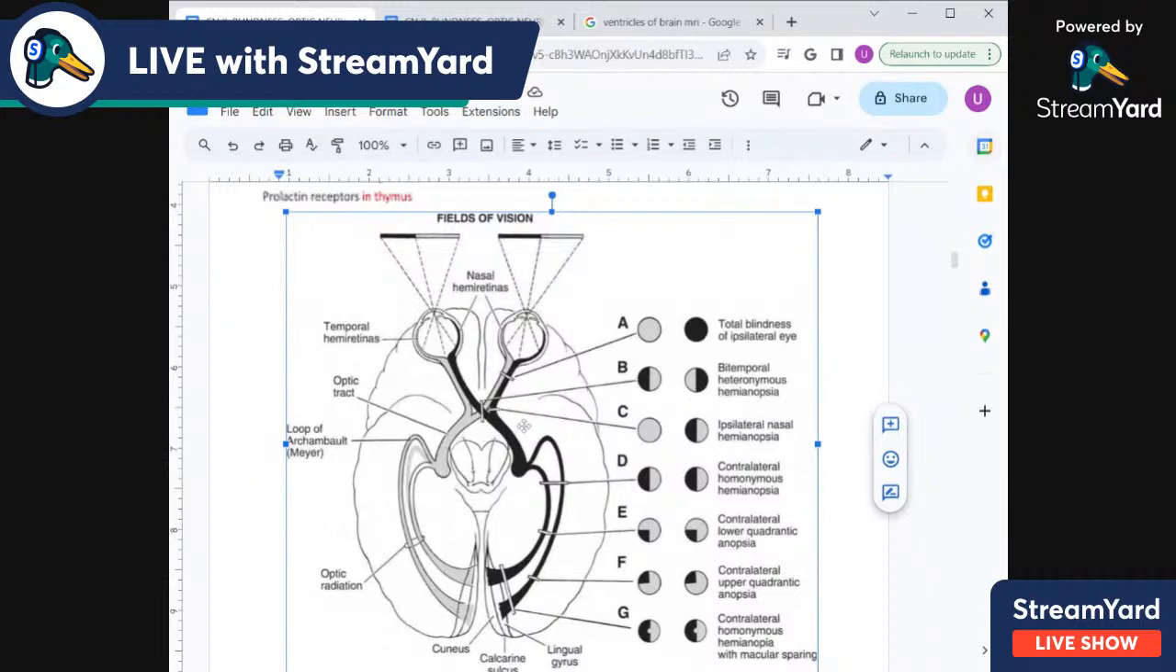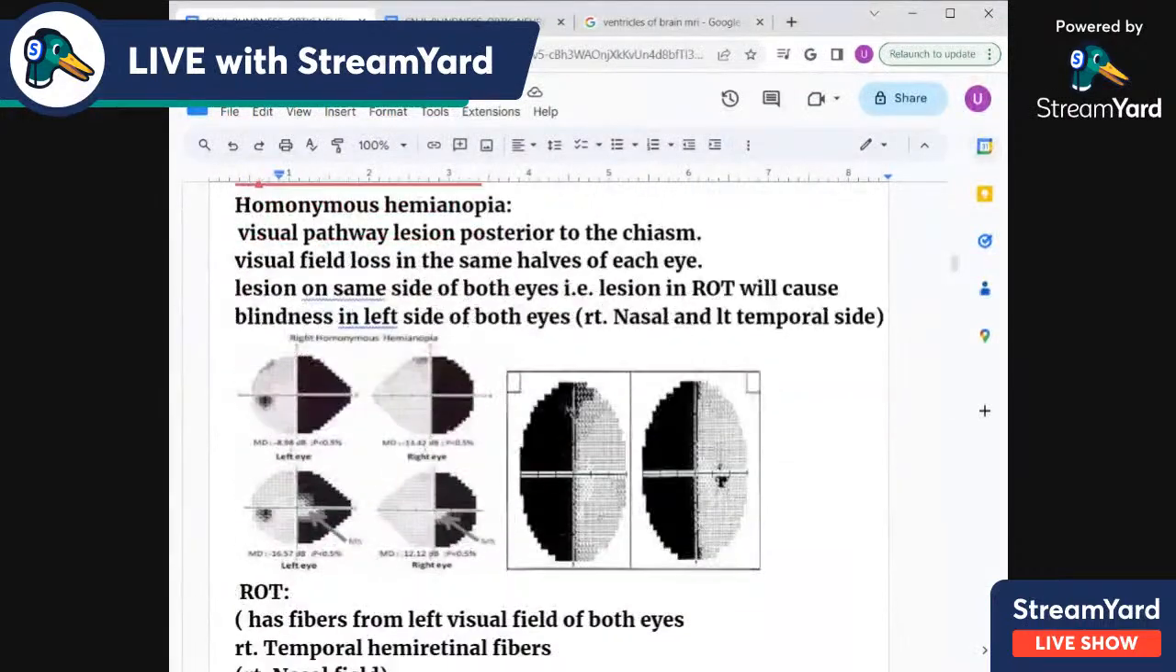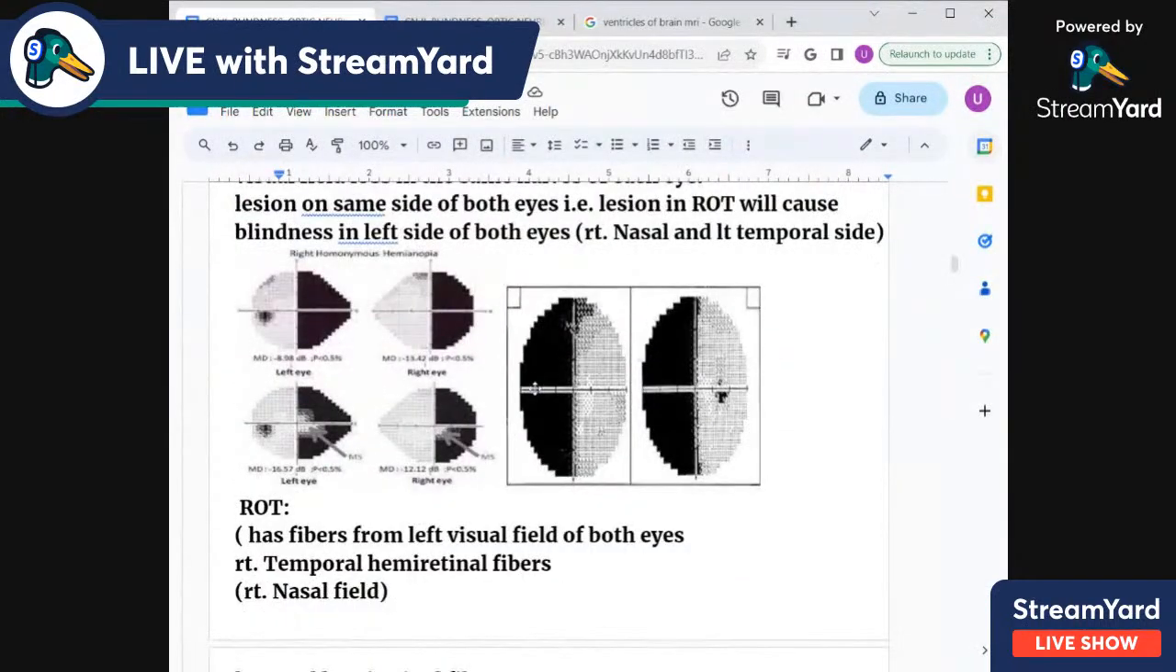So a lesion in the right optic tract causes blindness in the left half of both eyes, like here, homonymous hemianopia. And a lesion in the optic chiasma causes bitemporal hemianopia, like this, that is heteronymous hemianopia. Then we did, so this is homonymous hemianopia, the right optic tract lesion causing blindness in the left eye, and the left one causing blindness in the right eye.